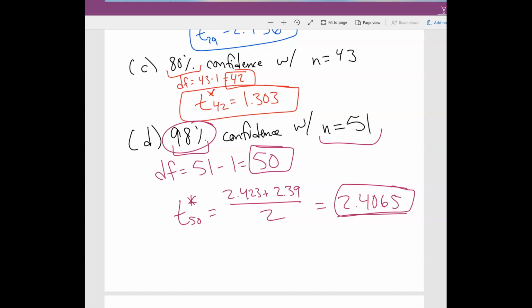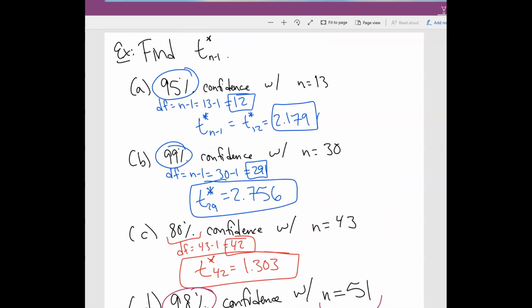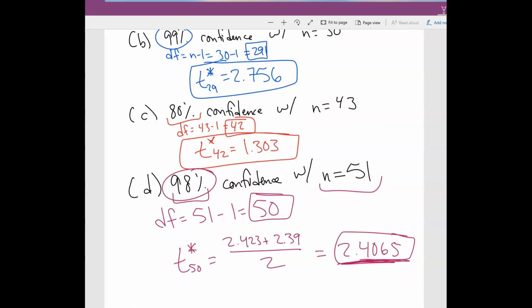Okay. And actually, I feel like this would be a little bit better than just picking one of them, because you will be overestimating or underestimating. So you'll be somewhere in the middle. Okay. So nothing too bad to find the T stars. Really, really basic. Just be careful with your degrees of freedom.